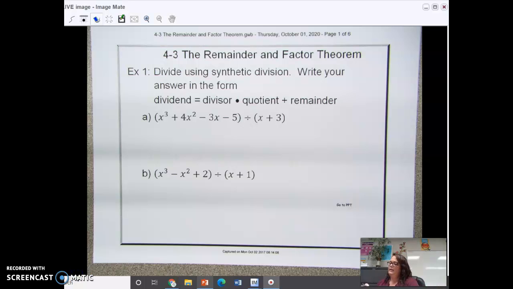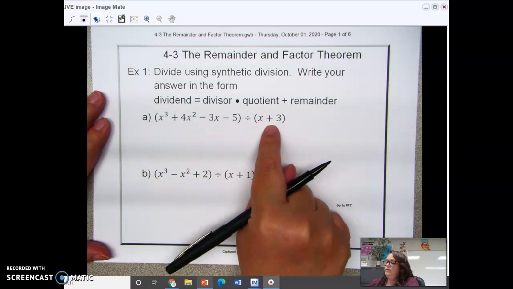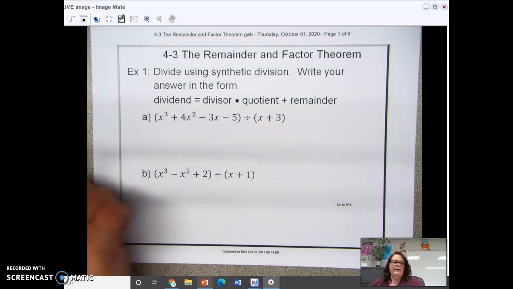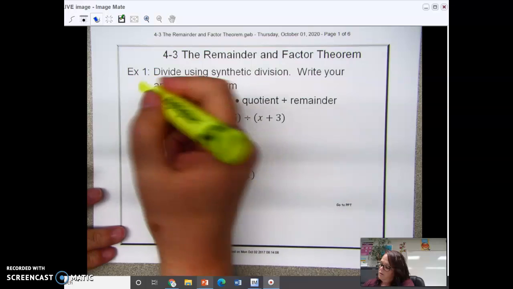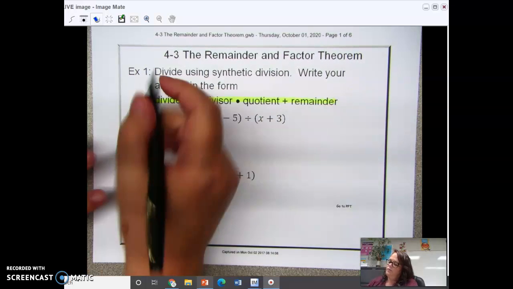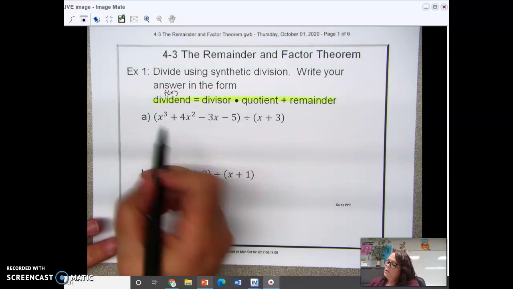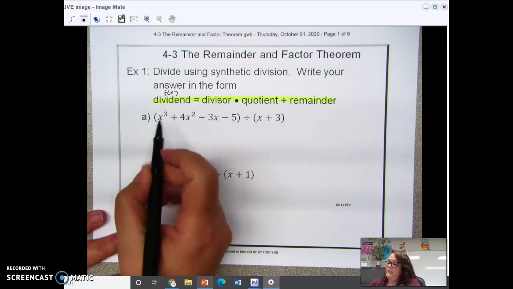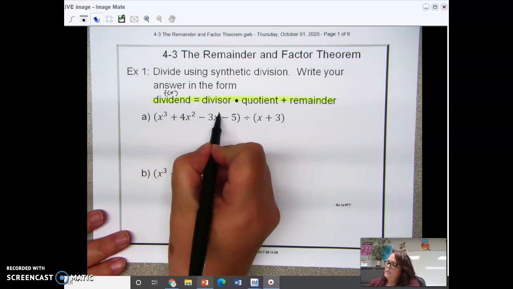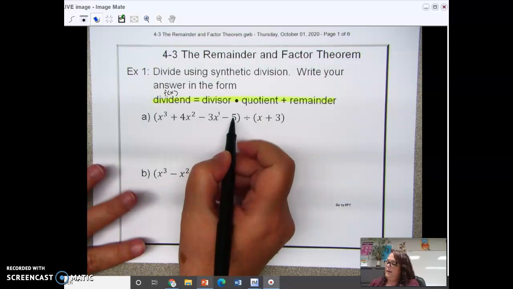All right, so if we take a look at the first example, it's saying take this dividend, divide it by this divisor, and then write it in this format when it's all said and done, okay? And it is okay to say f of x instead of dividend to save a little bit of time and space. So the first thing to check before synthetic division is I have to have my exponents in perfect descending order. So 3, 2, 1, nothing, I'm doing okay.